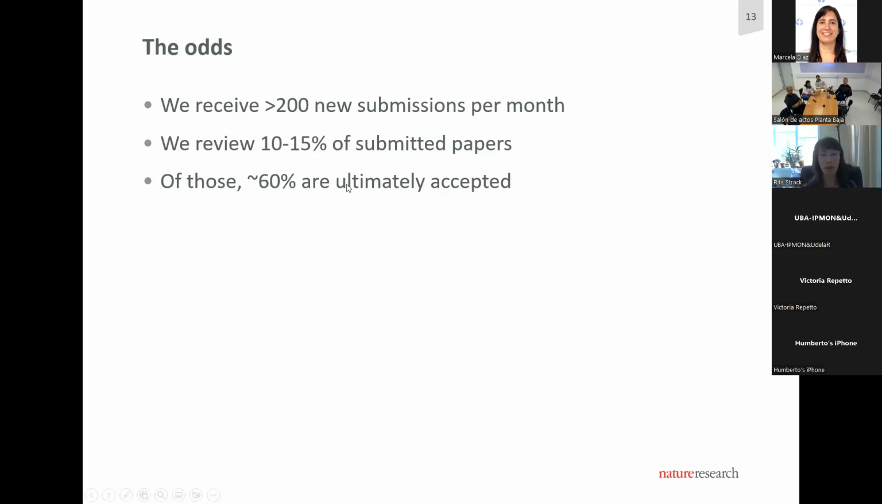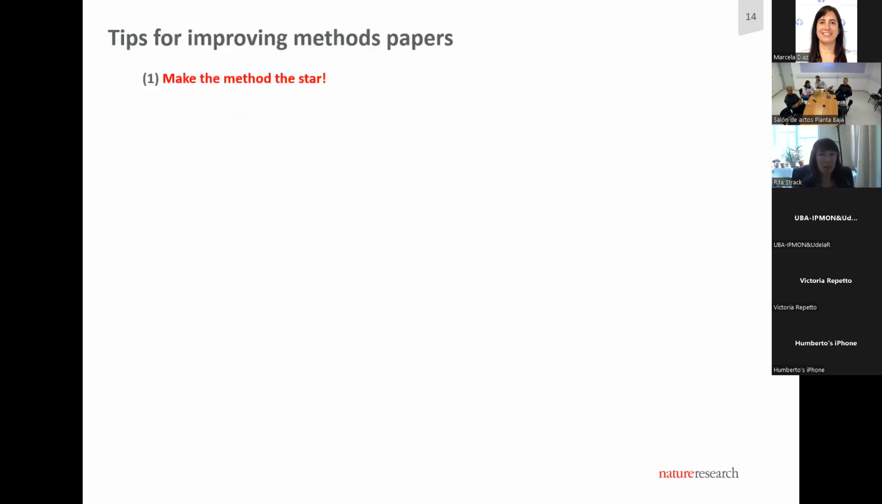But this does vary a little bit from editor to editor, usually because we have different levels of interest in different topics as time goes on. But that's generally our statistics. So it's pretty exclusive, but not impossible. So that's enough about our editorial criteria.